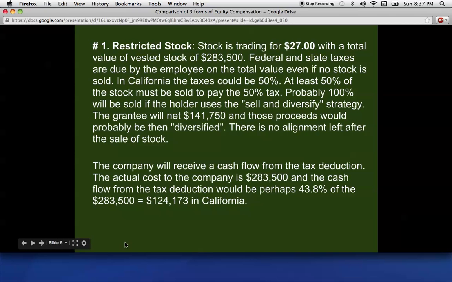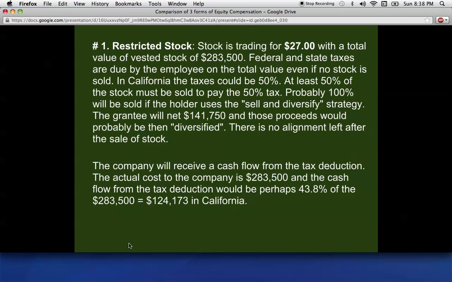Okay, so let's take first of all a look at the restricted stock, and we're assuming that the stock is trading at 27, with a total value of vested options, which is 10,500, and the value is $283,500 after vesting. Federal and state taxes become due now because that's when taxes on restricted stock come due. It's on the vesting date.